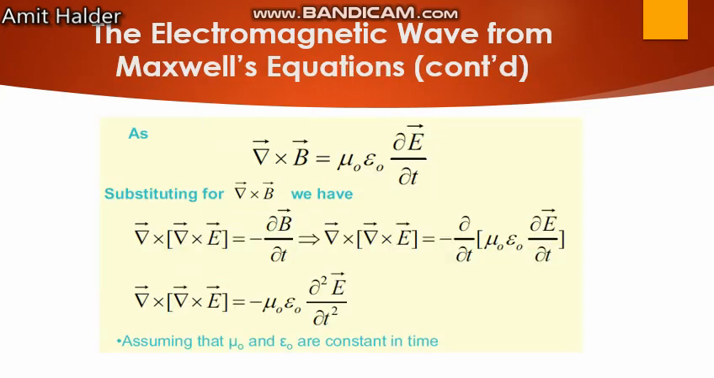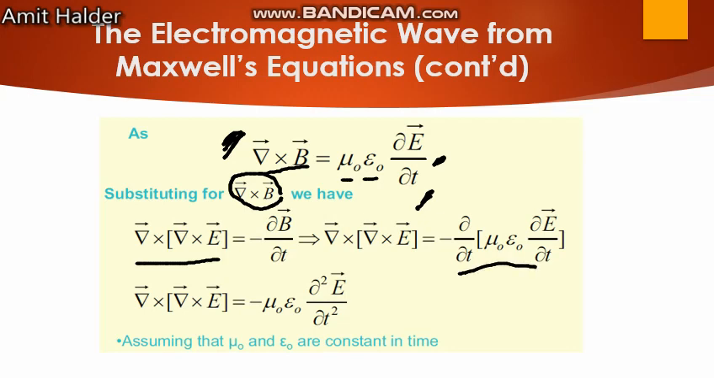Now, as del cross B, it means the curl of B is equal to mu naught epsilon naught dE/dt, from the previous equations. Substituting the del cross B, that means the fourth Maxwell equation, into the equation that we have written before. Just put the value here, del cross B, just like this.